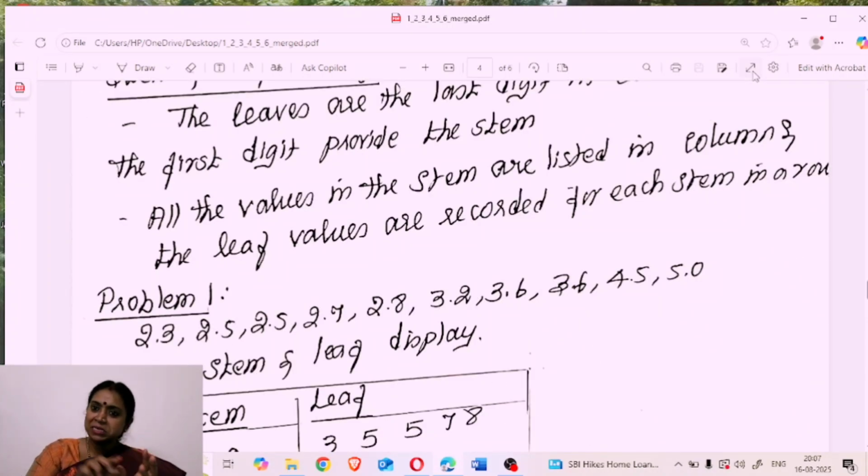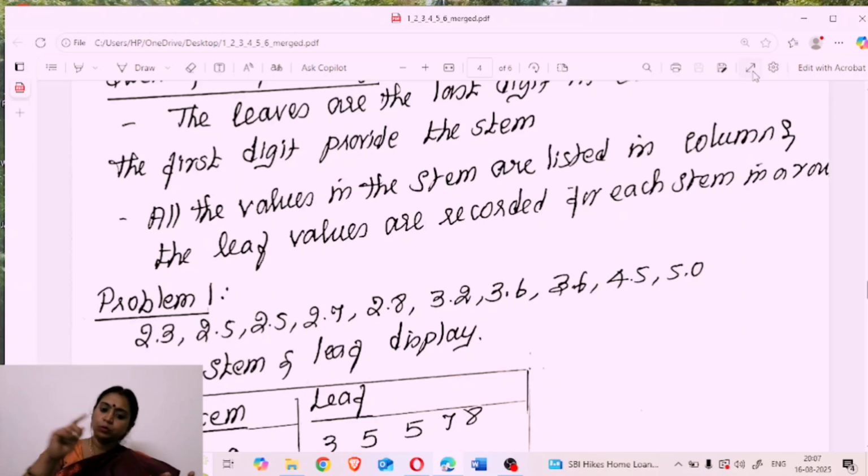Let's understand one small problem so that we can easily calculate without using any formula. Say the problem: 2.3, 2.5, 2.5, 2.7, 2.8, 3.2. These numbers are given. Use stem and leaf display. Stem means the basic first part. 2 is a stem, and 3, 5, 5, 7, 8 are the leaves.